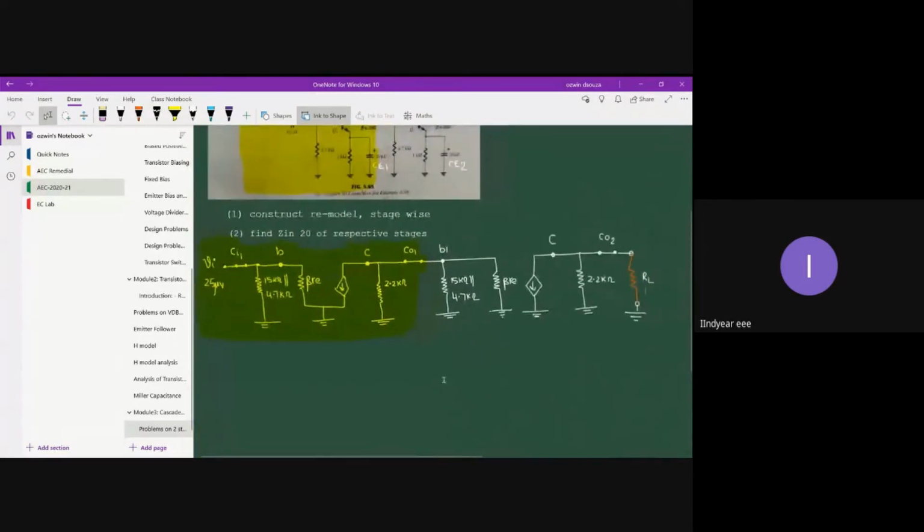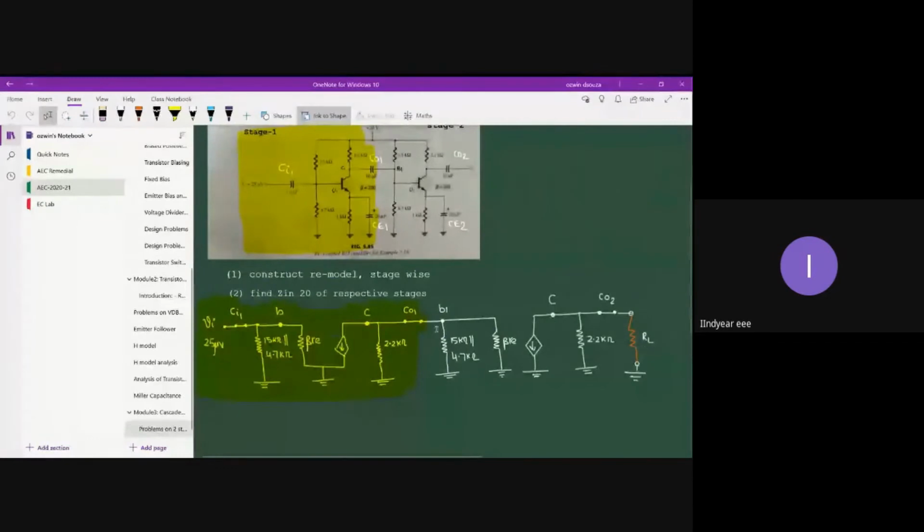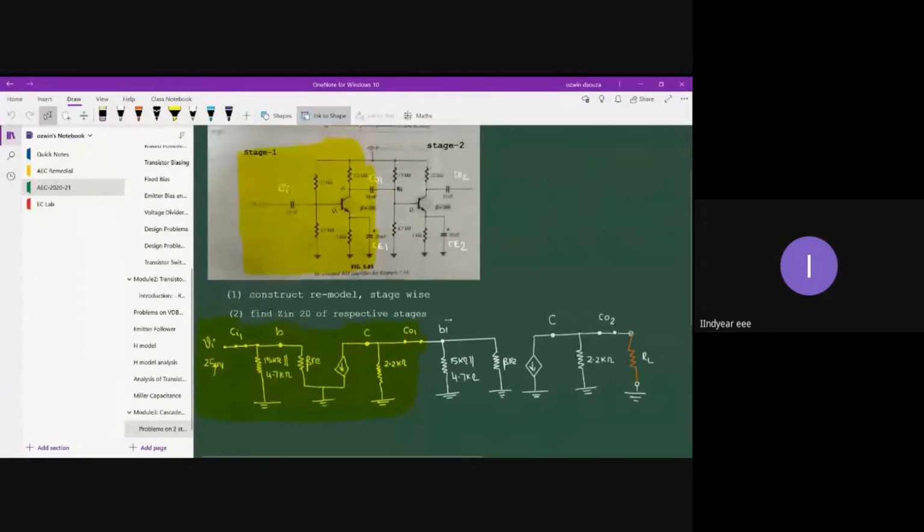So what I have done to solve this particular problem is write a two-step algorithm. The first step is to construct the RE model, stage-wise, and the second step is to find out Zin and Zout of the respective stages. So that's how we basically solve this particular problem.